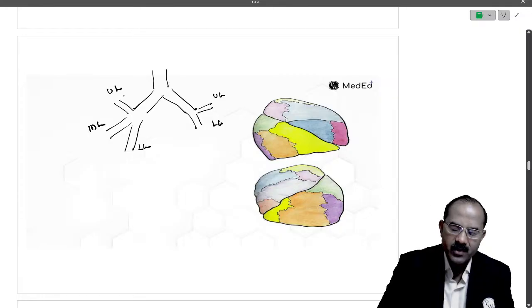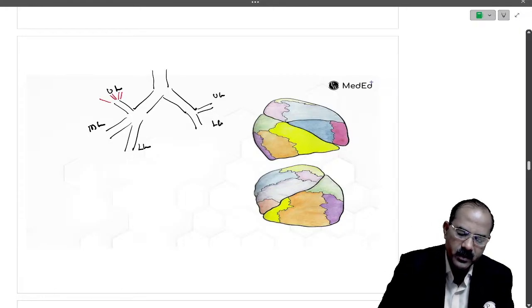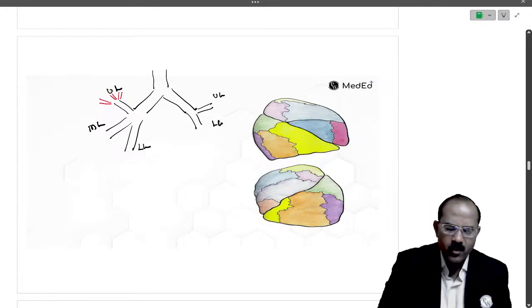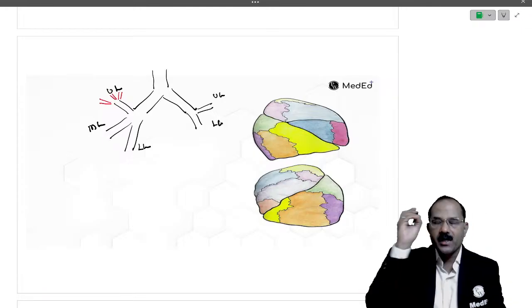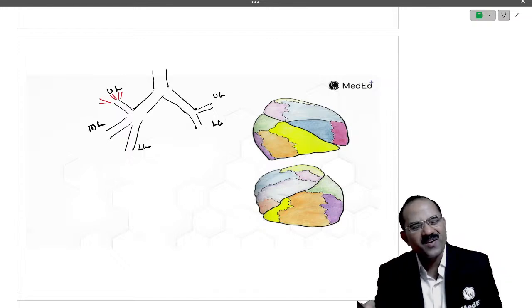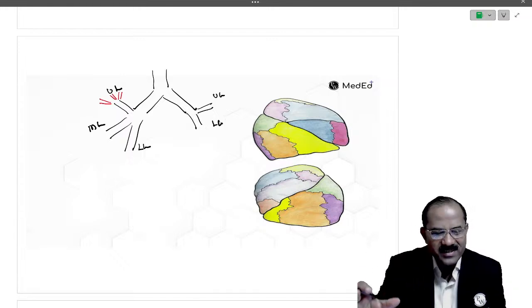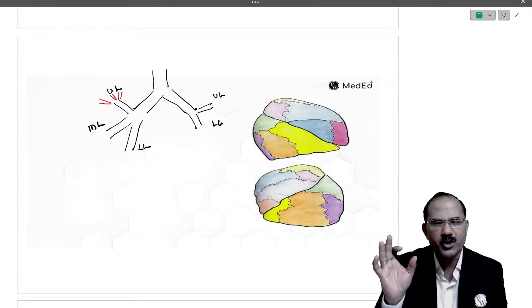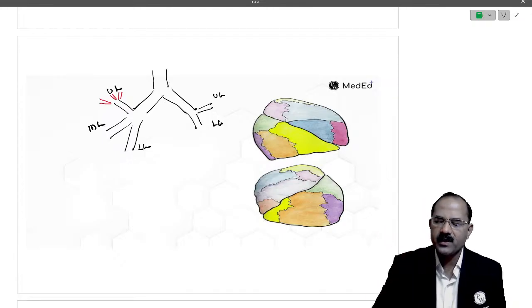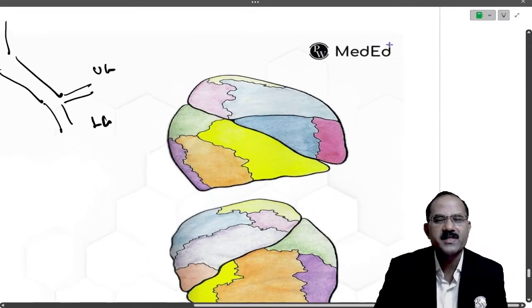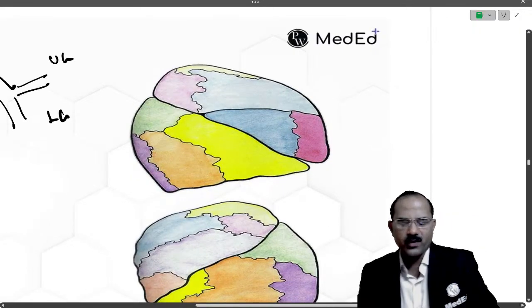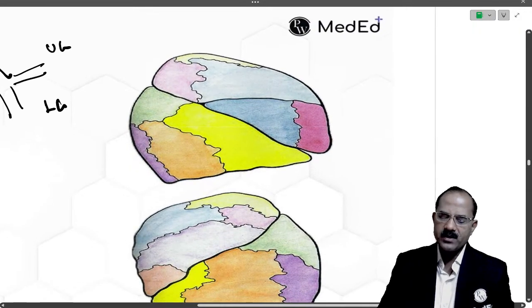Now, the secondary bronchus for the upper lobe gives small tertiary bronchus, and the part of the lung which is supplied by one tertiary bronchus is known as a bronchopulmonary segment. This is a short note. Okay, the part of the lung supplied by one tertiary bronchus is known as the bronchopulmonary segment. Okay, I'll just answer this for you. I'm not drawing this. So now you tell me, what is this fissure?